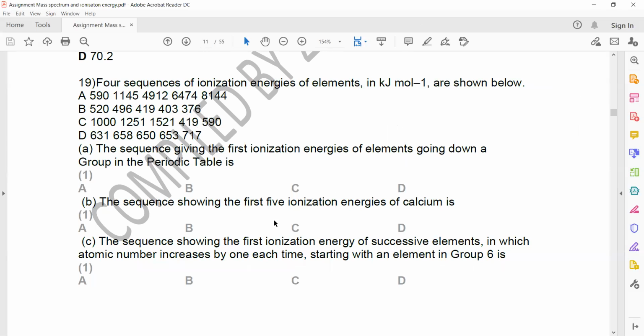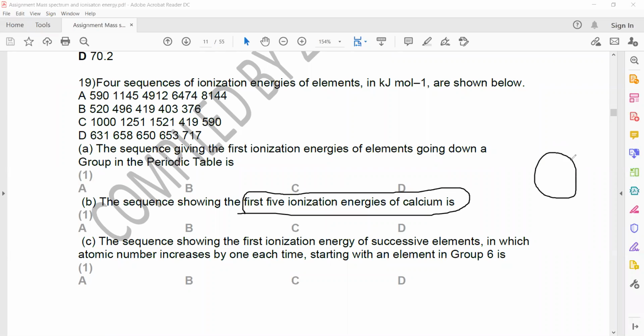And the calcium question, because for calcium we need the first 5 successive ionization energies. Calcium in the last shell is having 2 electrons. So the first 2 ionization energies should be closer, but when we remove the third electron, the ionization energy should be higher, or a big jump will be there. So you can see first example 590, 1145, and then 4912. So it's a big jump. When there is a big jump, it means the shell changes. So this A is representing the first 5 ionization energies of calcium.